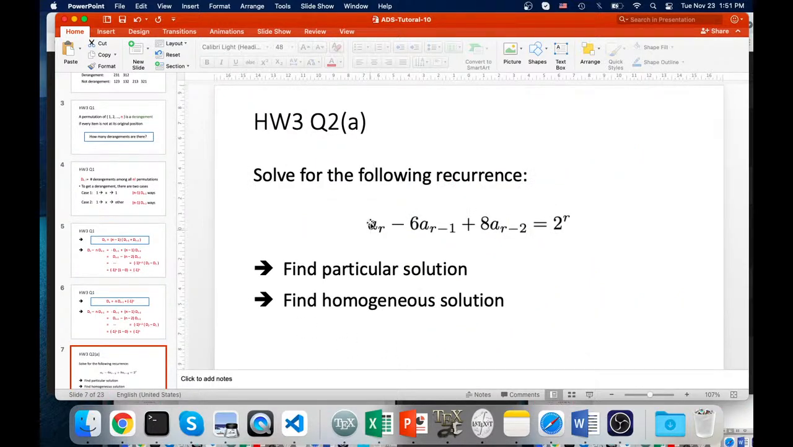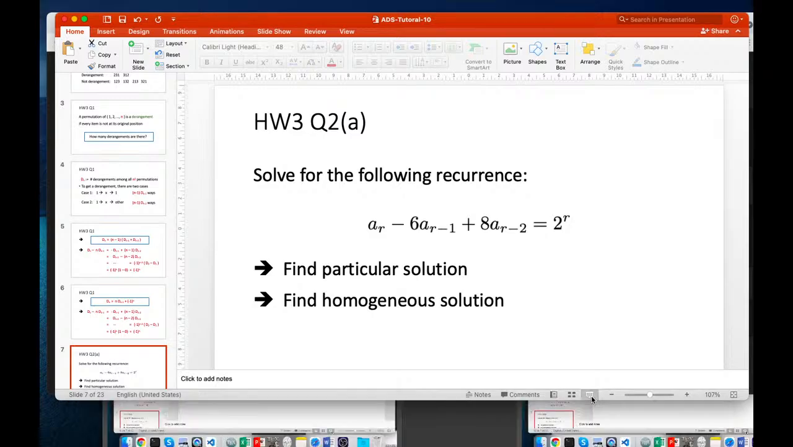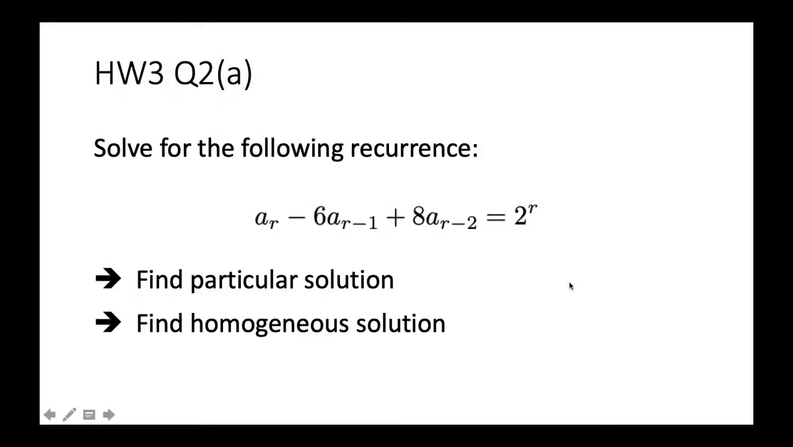Okay, so question 2A here. This is the solving of a recurrence. The standard way that we are teaching in the class is we find a particular solution and find a homogeneous solution. The particular solution is very easy because we can observe the terms that we will have in general.